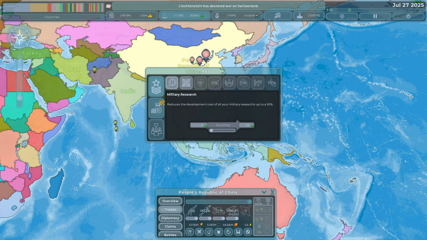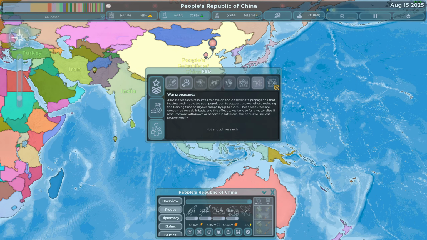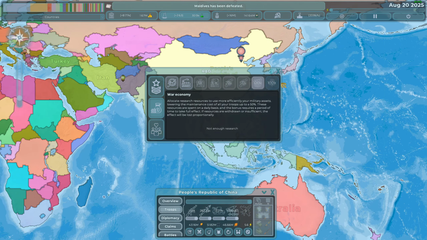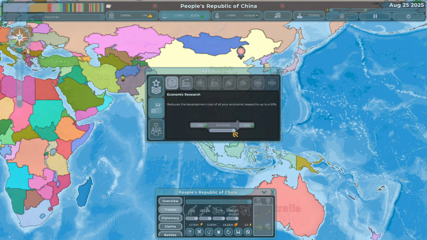Alright, now let's explain research. So the first one in all the trees is your discount. You get the best value at 3 if you don't plan on using any of the last 2 on any tree. So like for military, it's war tactics and nuclear weapon. For economic research, it's war economy and economic stimulus. And for social research, it's war propaganda and urban planning. If you are going to use either of these 2, then you'll want 5 ticks in the discount. Now let me explain the rest of these.